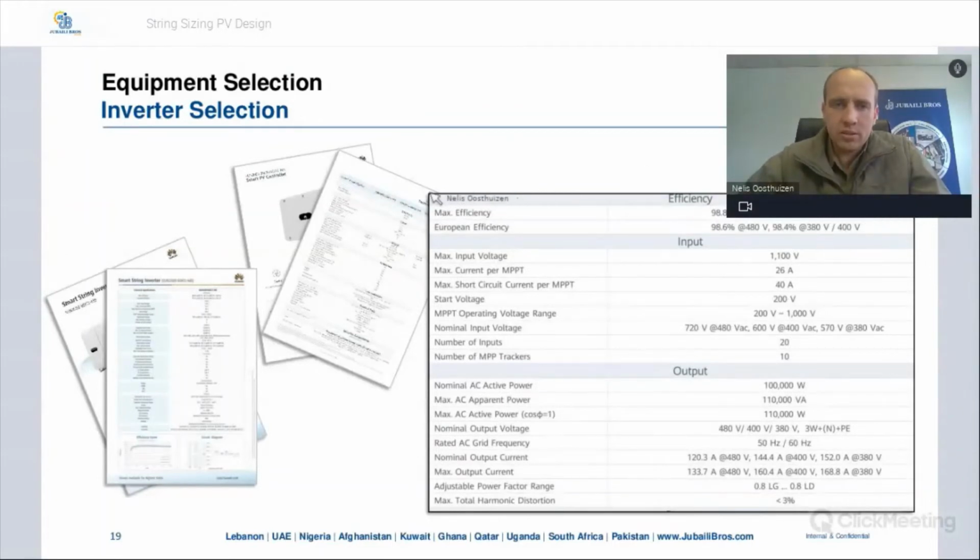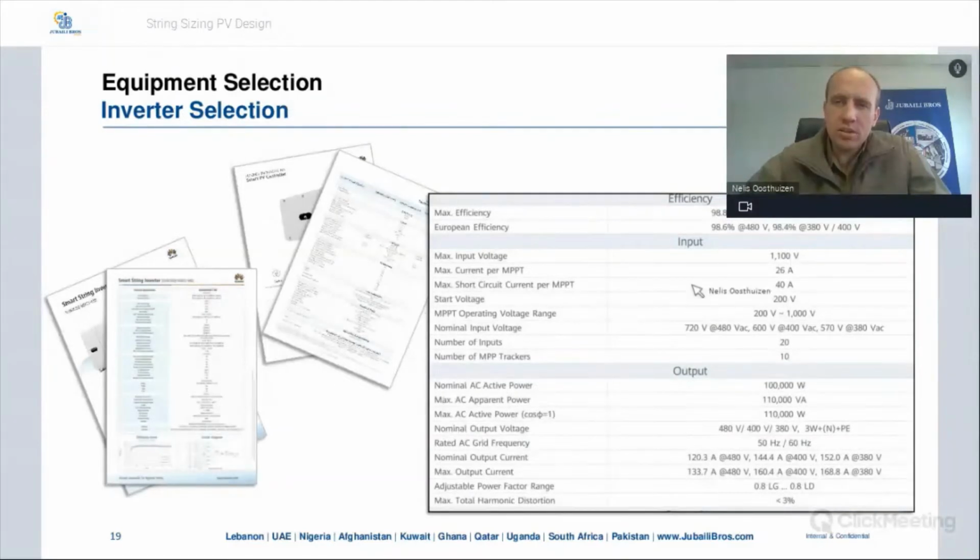So this is a screenshot or a section from the inverter data sheet. Max input voltage is 1,100 volts. Maximum current per MPPT is 26 amps. Maximum short circuit current is 40 amps. Those three are determining factors on the input side when choosing your PV modules as well. And when you look at your output voltages, please be mindful of the output voltage. Is it three phase, single phase, 400 volt, 11 kV, or whatever it might be? In our region, please reach out to us so that we can send you the correct data sheets.